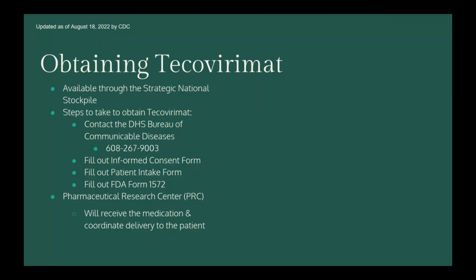It is available through the Strategic National Stockpile managed by the CDC. This is essentially a part of the federal medical response in a scenario like this, where a public health emergency is severe enough to cause supplies to wipe out in local areas. Clinicians who suspect monkeypox in a patient should first immediately contact the DHS Bureau of Communicable Diseases to discuss whether testing or other public health actions are indicated. Phone number is listed there.